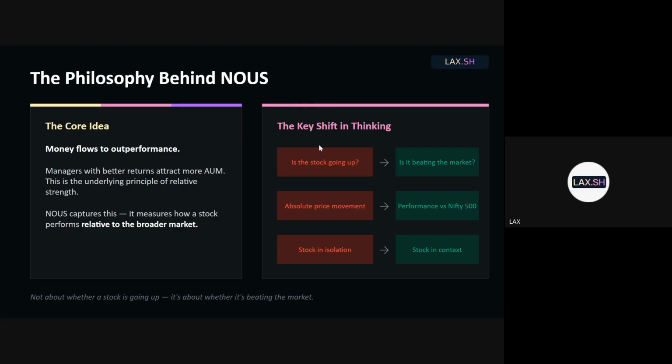Normally people look at whether a stock is going up, good. We look at whether a stock is beating the market or not. Normally people look at absolute price movement. The stock has done 15% CAGR. What we look at is, if the Nifty 500 itself has done 15% CAGR, we are not interested in a 15% CAGR stock. We need 25-30%, right?